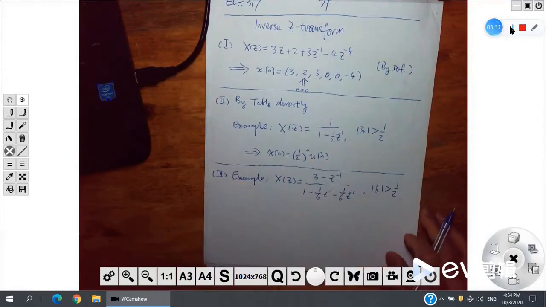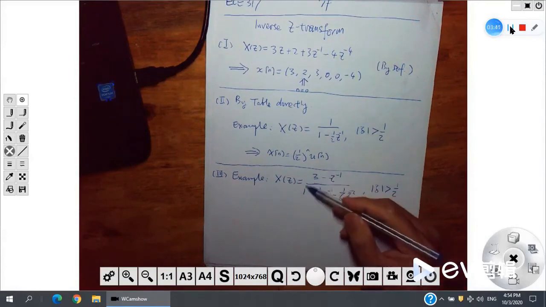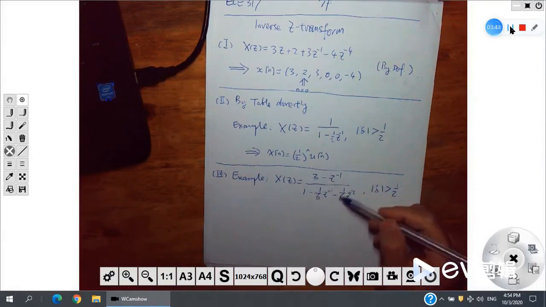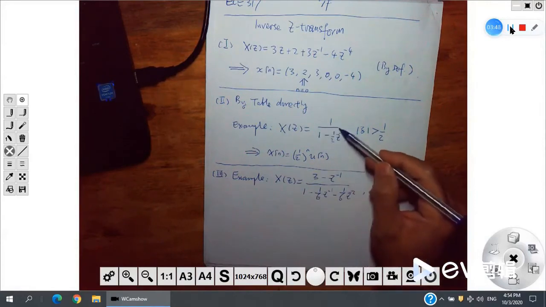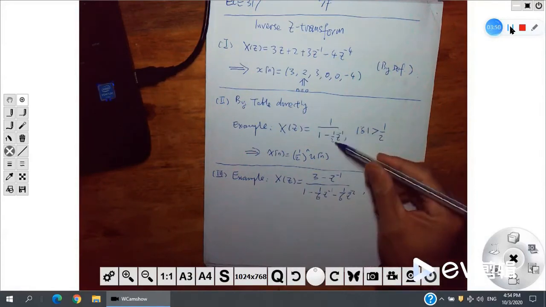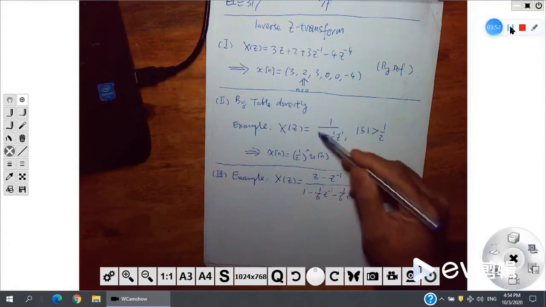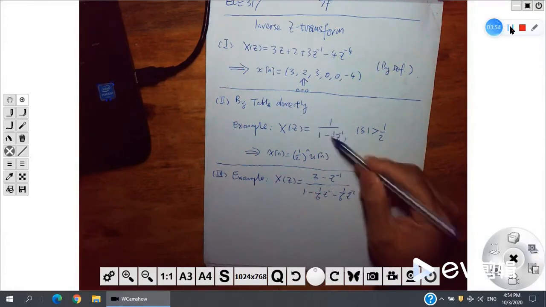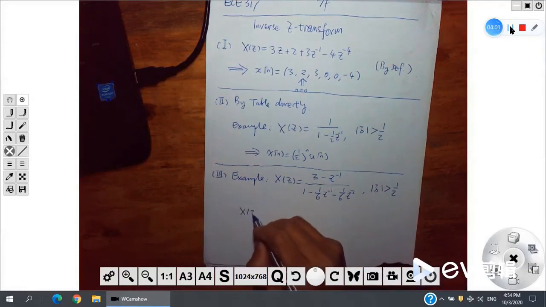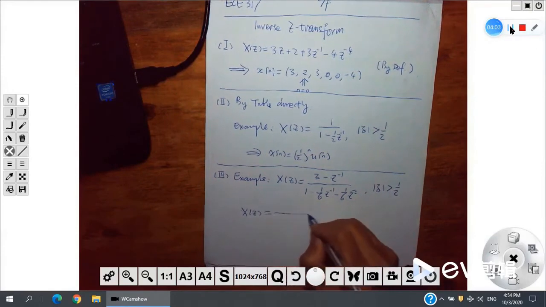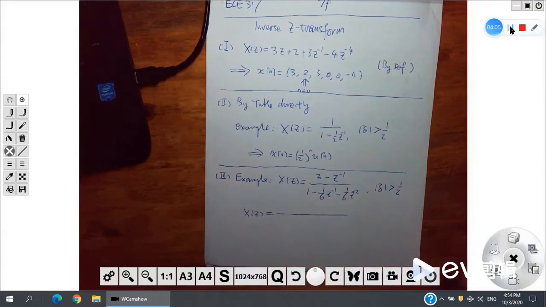So you have to make some change. The idea is you rewrite this in some simple terms, and each simple term looks like this, so you can find the inverse Z transform from the table. To do this, we need to separate the denominator as a multiplication of two factors.